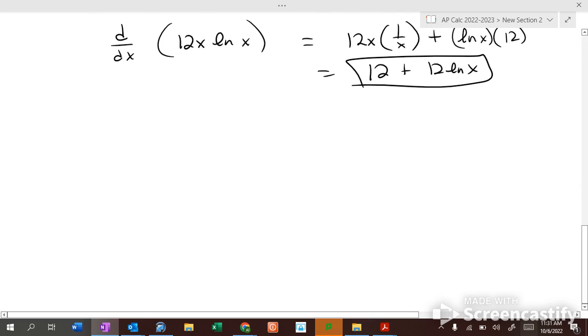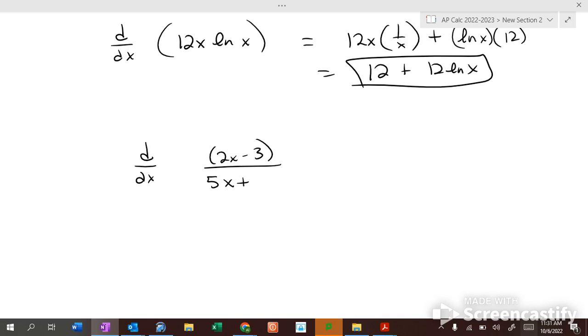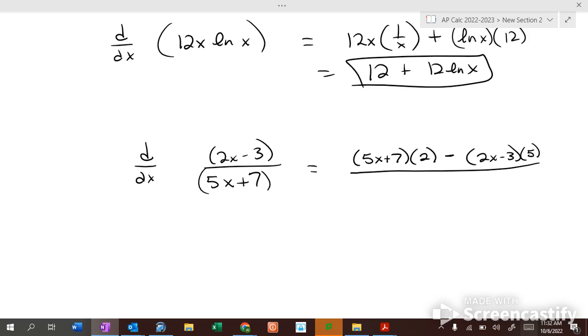Okay? Quotient rule. If we're told to take the first derivative of 2x minus 3 over 5x plus 7. Well, since that's in a quotient, we take the denominator, 5x plus 7, times the first derivative of the numerator, 2, minus 2x minus 3 times first derivative, which is 5, over the denominator squared, 5x plus 7 squared.